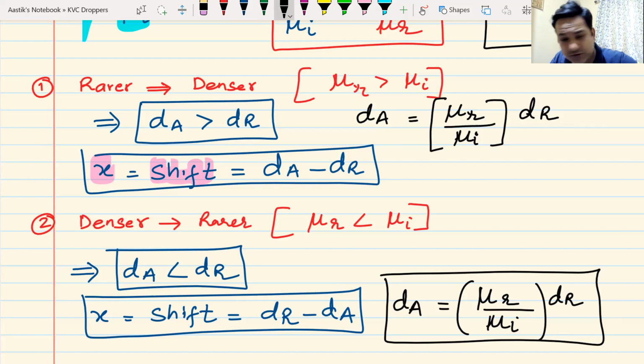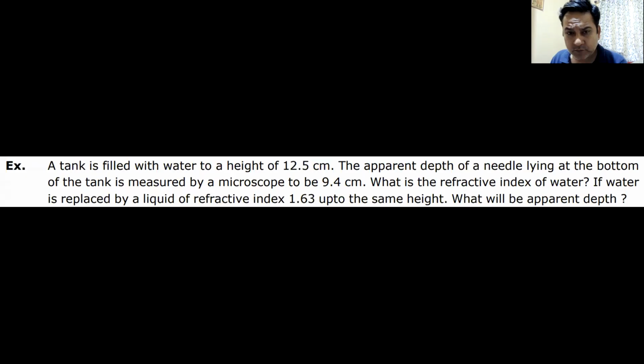I'll give you a minute to note it down. Now is the time that we apply what we have understood till now. So this is the question where we are going to apply this.